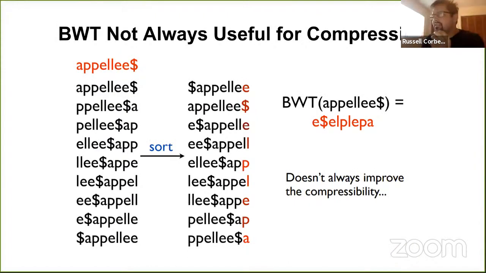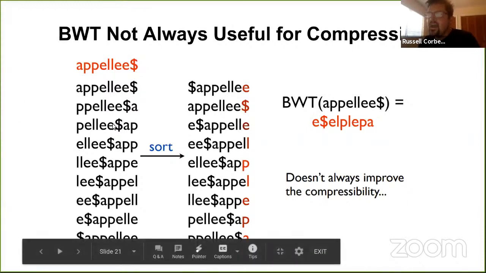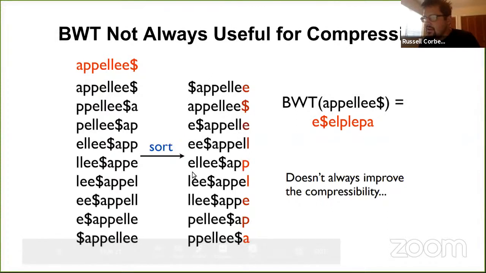It's worth pointing out that this doesn't always work. Take this word, I've actually never heard the word before, but it's an example people often use: appellee. If you make your Burrows-Wheeler transform, again we append the $ sign on the end here, and then we make all possible rotations of this. Now we're going to sort all possible rotations and put them out here: A, E, E, E, L, L, P, P.